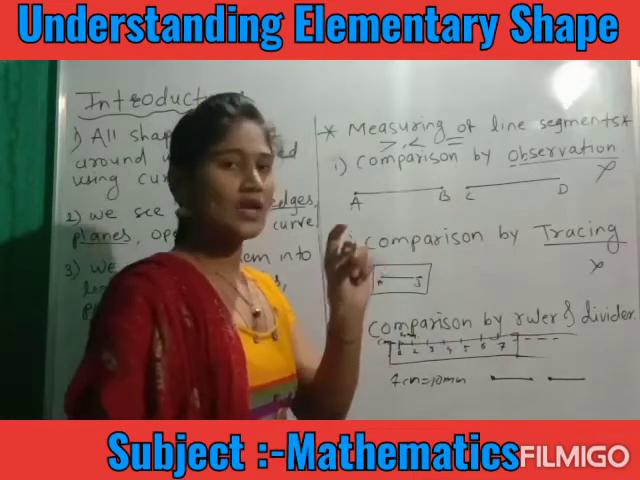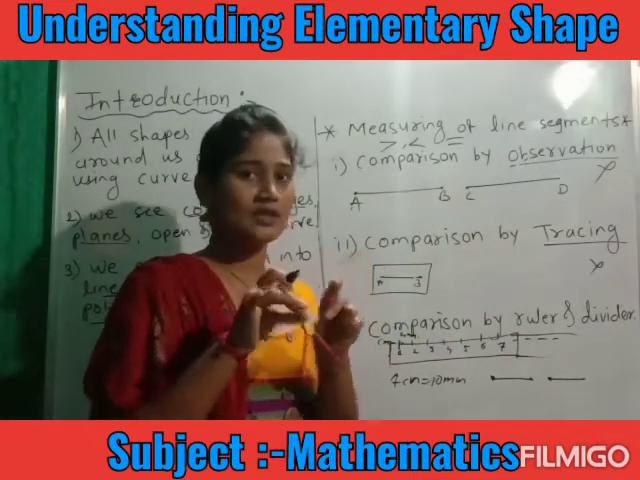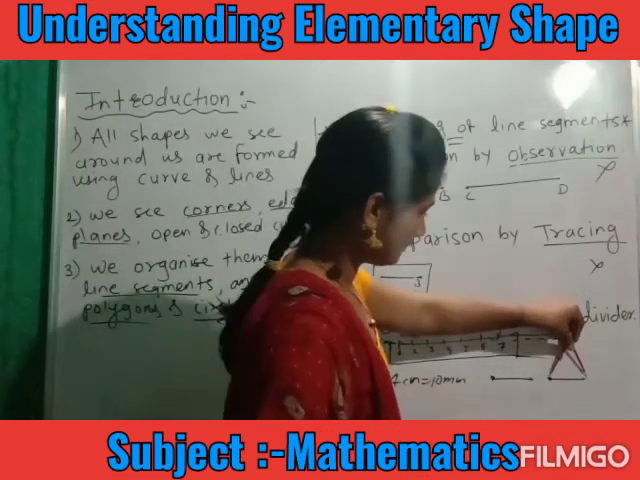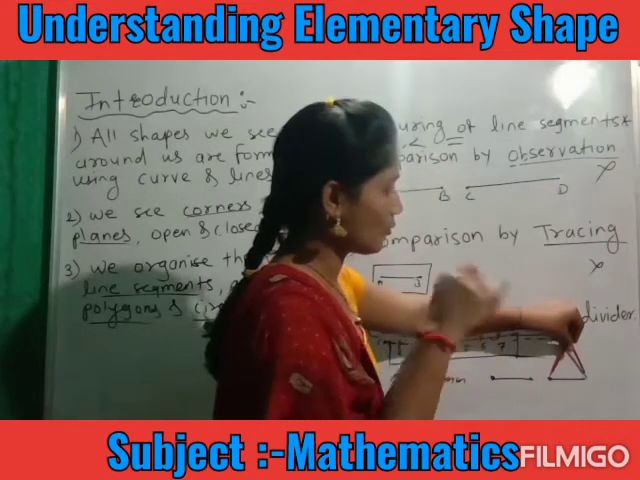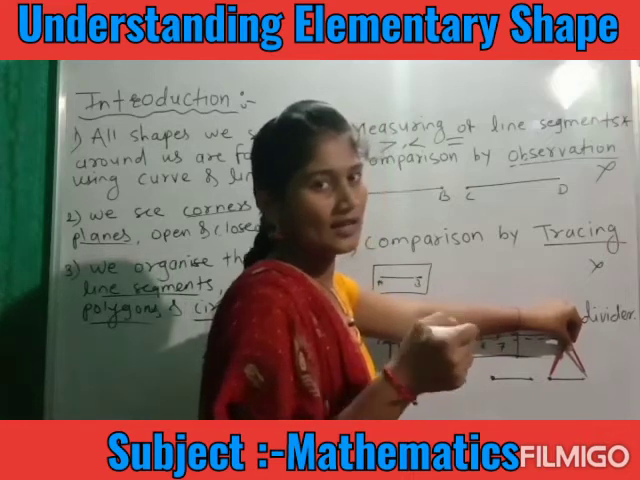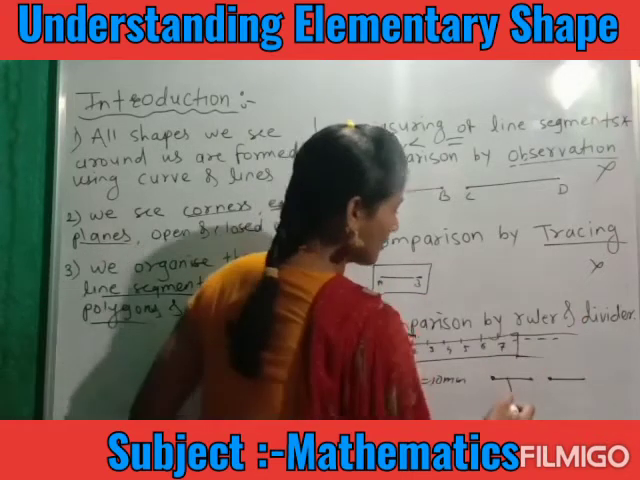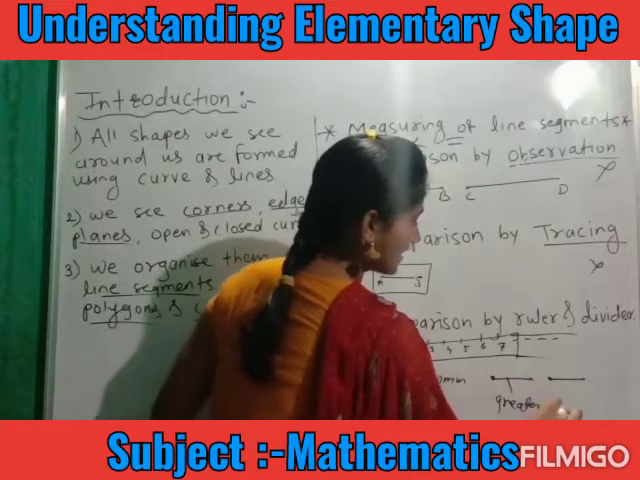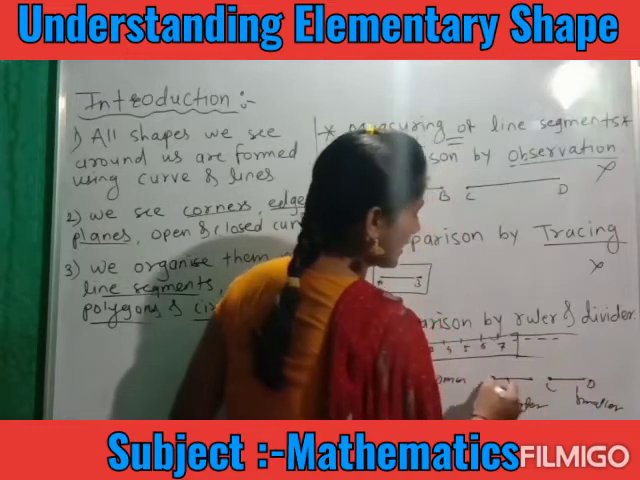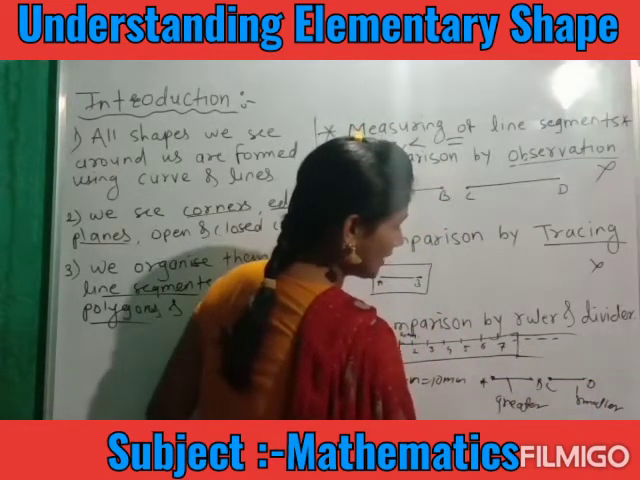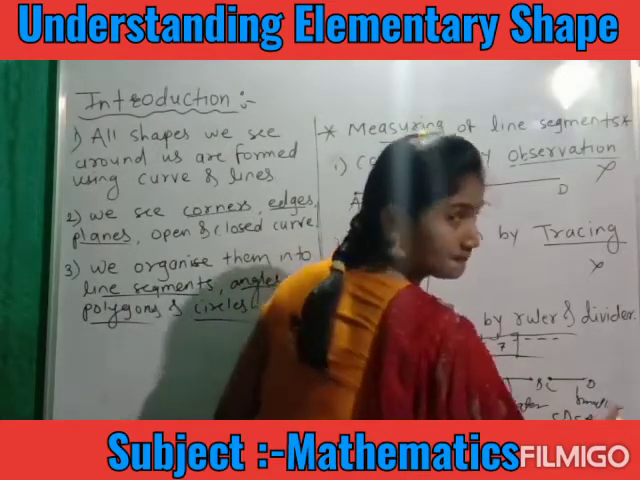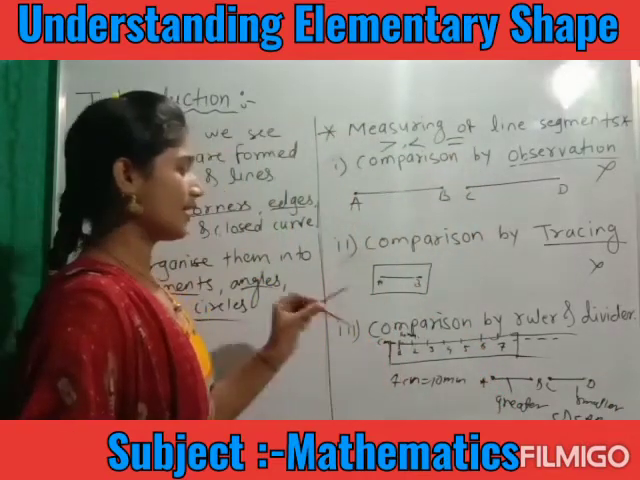Now I am keeping, without shaking, without moving, without any disturbance, the same divider onto the second line. Now see, the divider is more than that line segment. It means this line segment is quite smaller than the first one. So directly now I can say this one is the greater line segment and this one is the smaller line segment. Suppose this is CD and this is AB. Here it means AB is greater than CD. It means CD is less than AB.